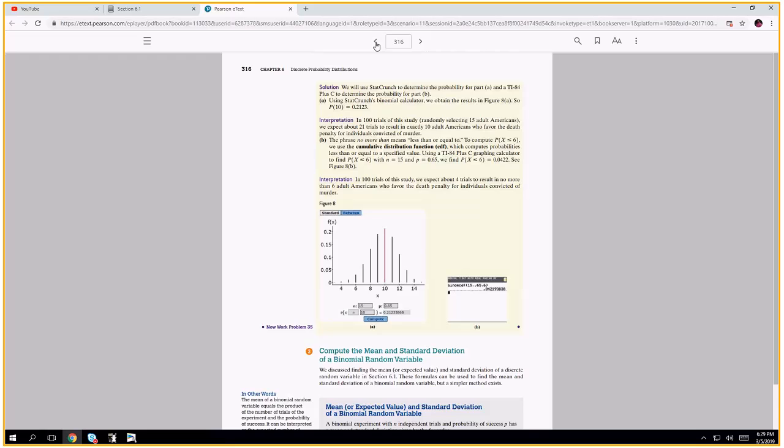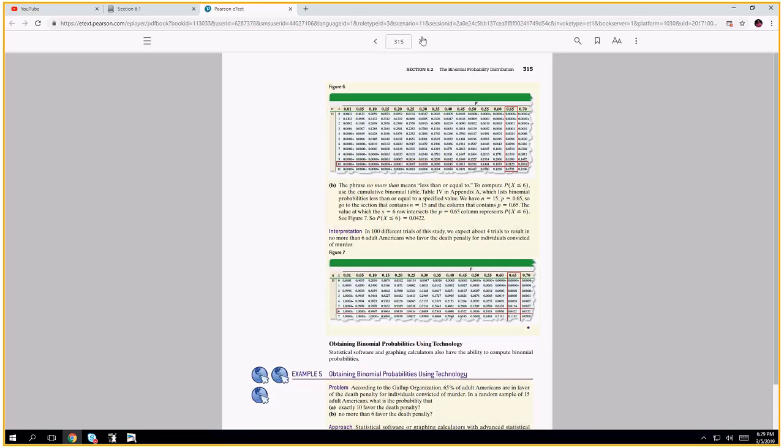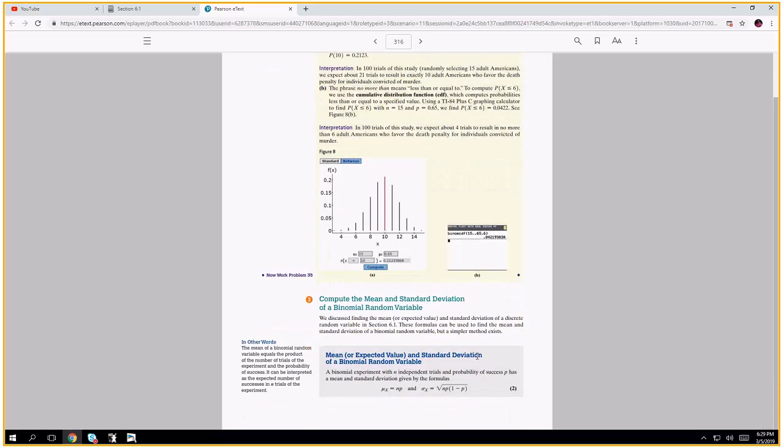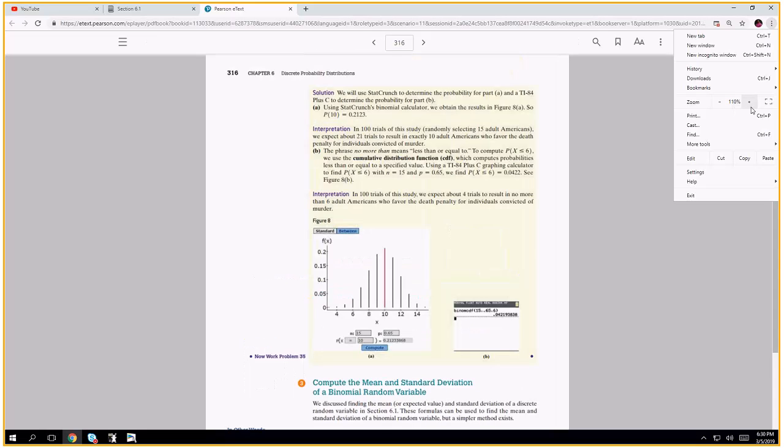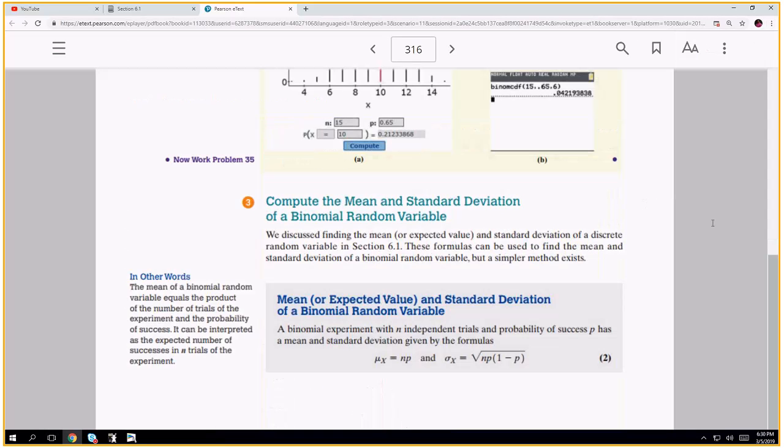Okay, so you're going to be asked that type of question, and then you're also going to be asked this type of question. Let me just blow it up a little bit for you. Write that bottom box down on page 316. The mean is n times p, and the standard deviation is the square root of n times p times q. Q is the complement of p. So if I tell you p is equal to 0.4, what's q?